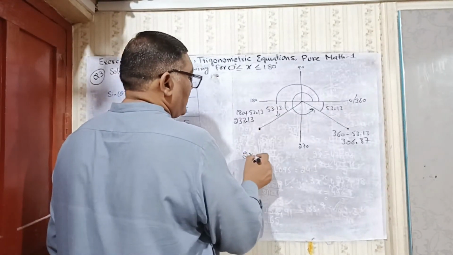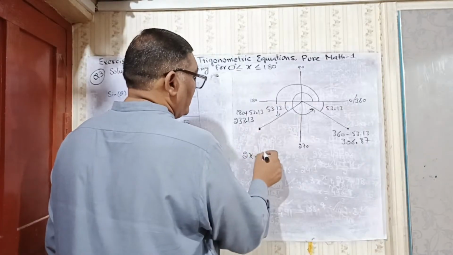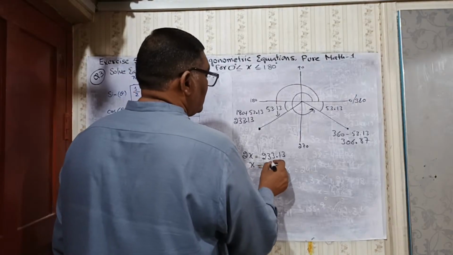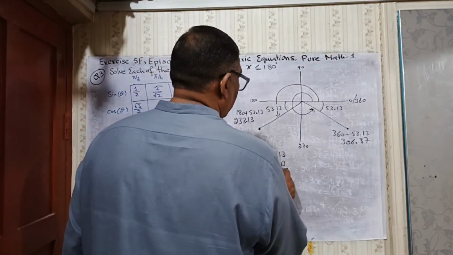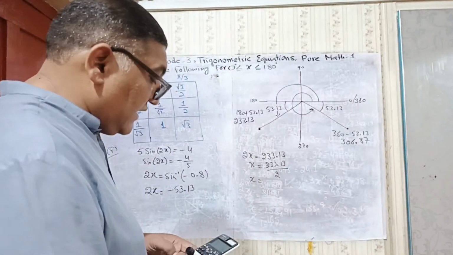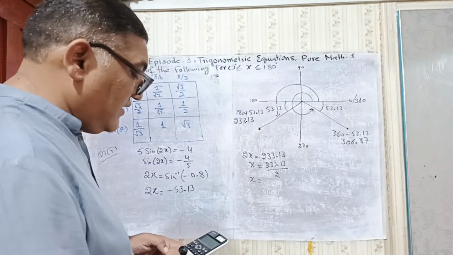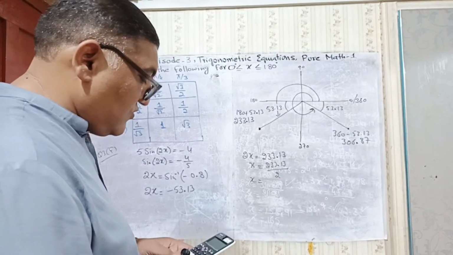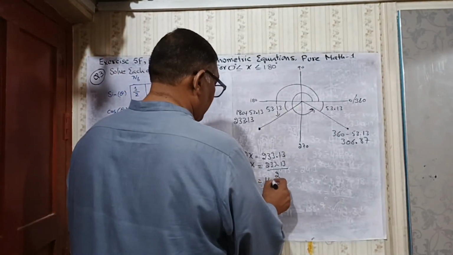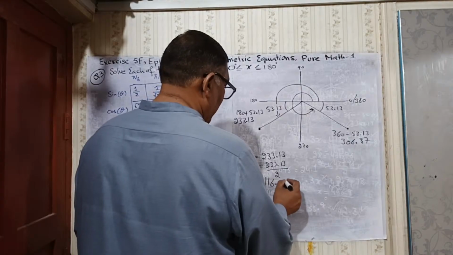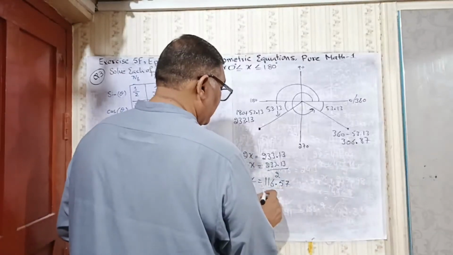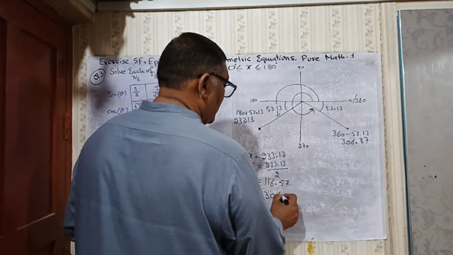So in the third quadrant, the angle will be 233.13. So the x will be equal to 233.13 divided by 2. So x will be equal to 116.57, and then I will make 2x equal to this other angle, 306.87.